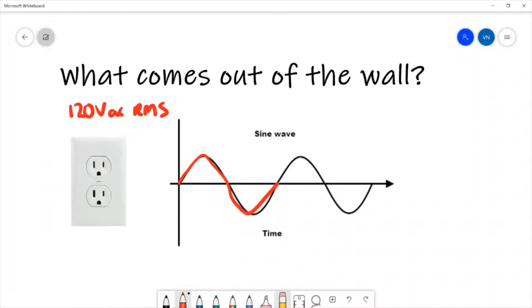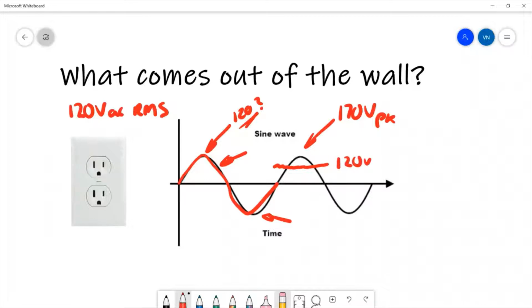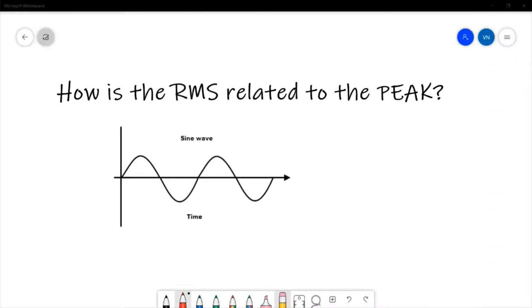So the question is, if it's 120 volts AC and it's not a constant value, what part of the sine wave is 120 volts? Is it this value here up at the peak? Is it someplace in the middle? Is it the negative value that's 120 volts? When I ask most people that aren't familiar with this, which point is 120, most people are going to pick the peak value, and that is not correct. The peak value is actually 170 volts peak voltage, and the 120 volts then is someplace down here below the peak. So how is the RMS related to the peak value?